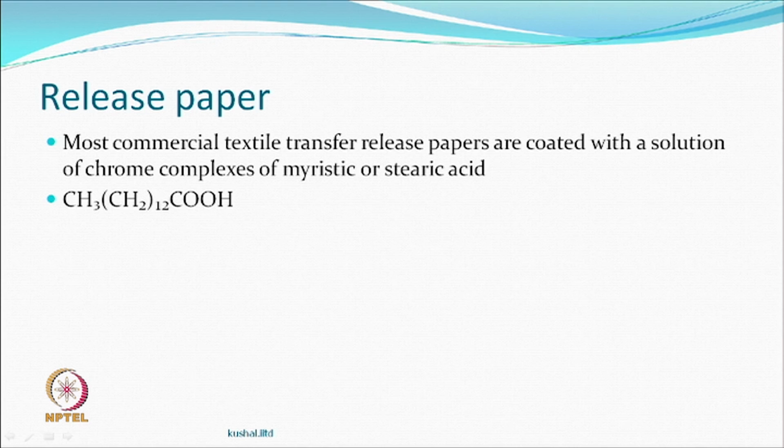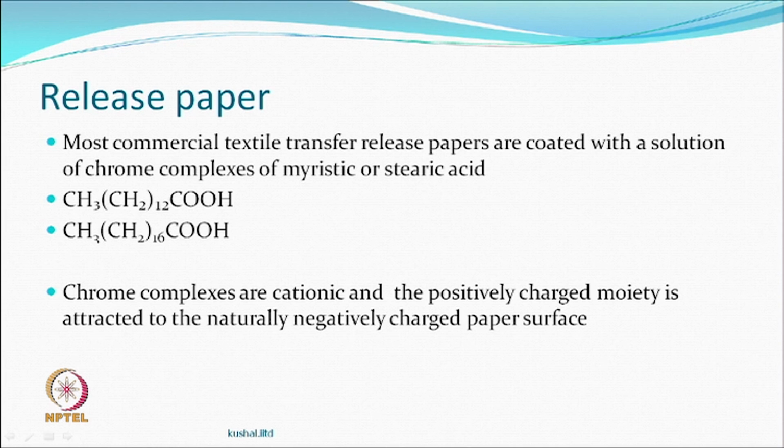So, this is the C13 type of an acid, which is called the myristic acid, and this is the common C17 type, which is stearic acid. But because they make chromium complex, something like this happens. So, chrome complexes are cationic, and this positively charged moiety gets attracted to the generally negatively charged paper surface. Most of these surfaces, as you know, are negatively charged a little bit.